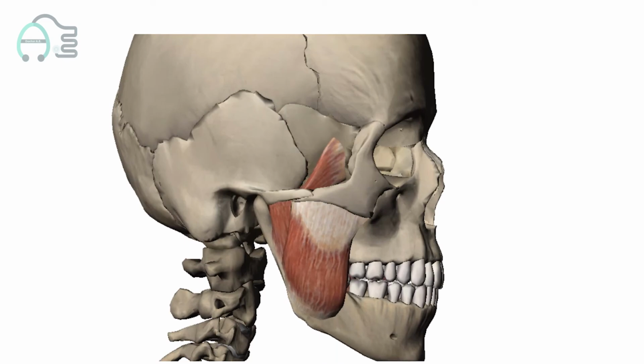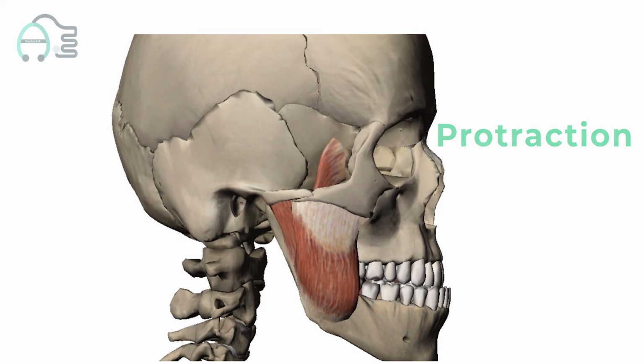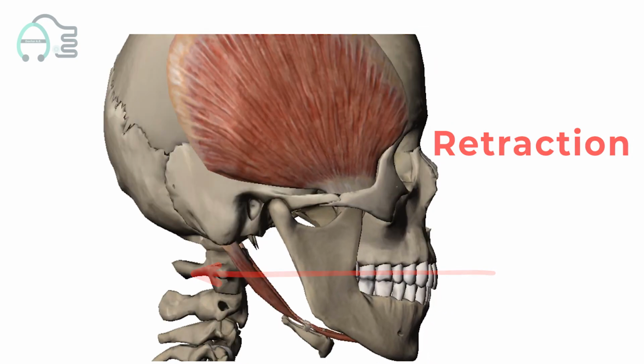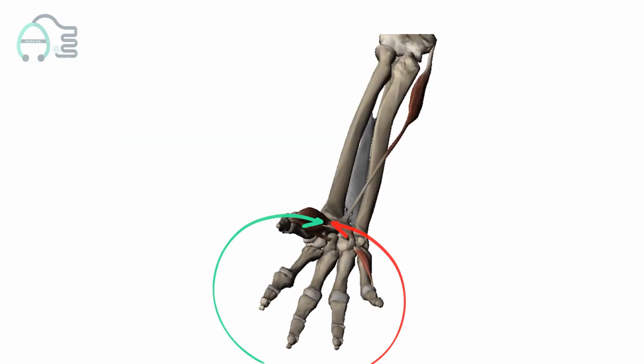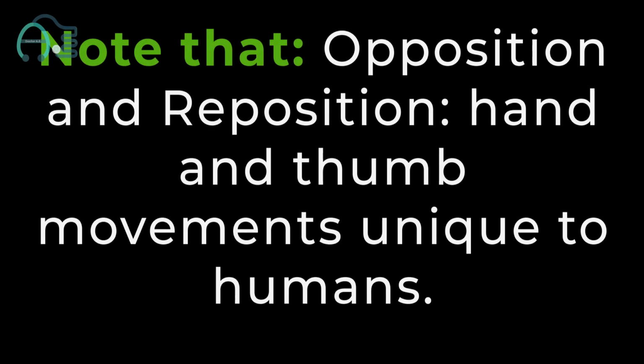Protraction is the moving forwards. You should know that this term is used only for the shoulder and the jaw. Retraction is the moving backwards. Opposition occurs when you bring your thumb and little finger together. Reposition occurs when you move your thumb and little finger away from each other. Note that opposition and reposition are hand and thumb movements unique to humans.